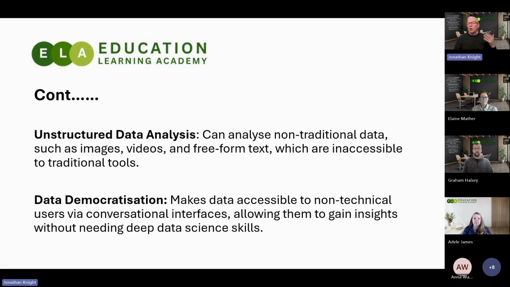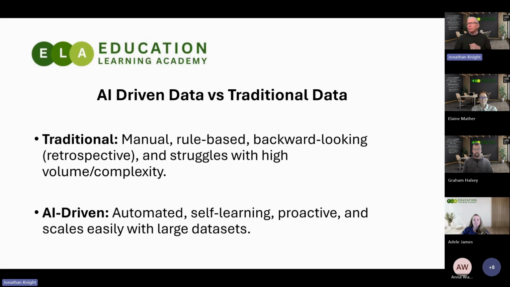Data democratization, I'm going to say this well. Oh, I've said it. It makes data accessible to non-technical users. And again, as data analysts, we'll tell a story about the data, and AI can give some really great insights to that. AI-driven data versus traditional: you can see automated, self-learning, proactive, and so on and so forth. And of course, proactive, and also at speed. You know, it can really give you some insights very, very quickly.